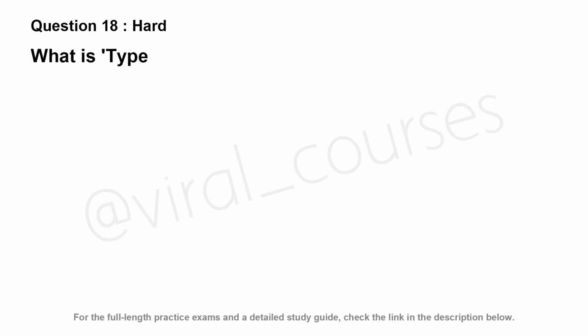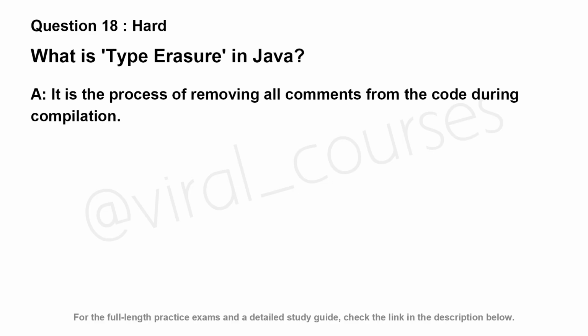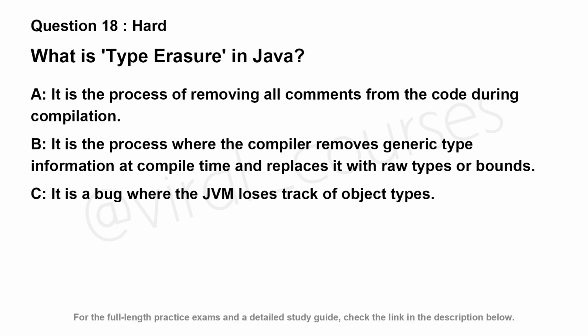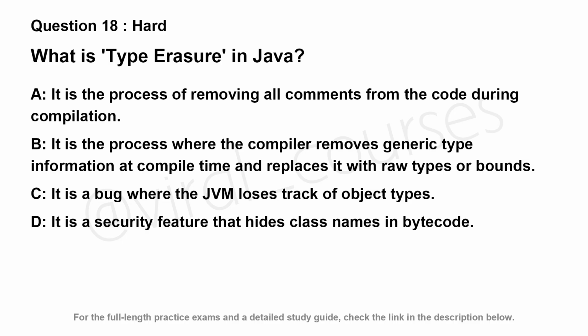What is type erasure in Java? Option A. It is the process of removing all comments from the code during compilation. Option B. It is the process where the compiler removes generic type information at compile time and replaces it with raw types or bounds. Option C. It is a bug where the JVM loses track of object types. Option D. It is a security feature that hides class names in bytecode.